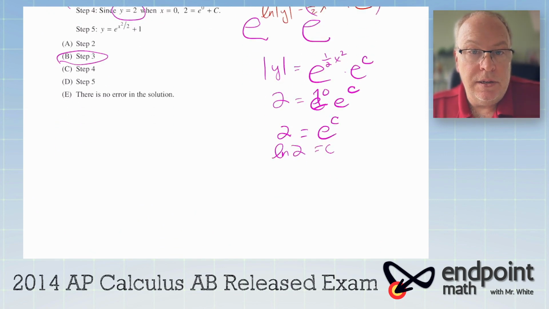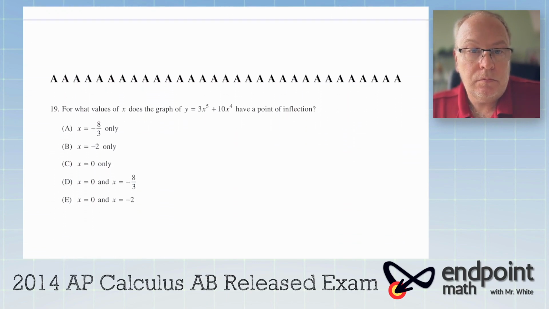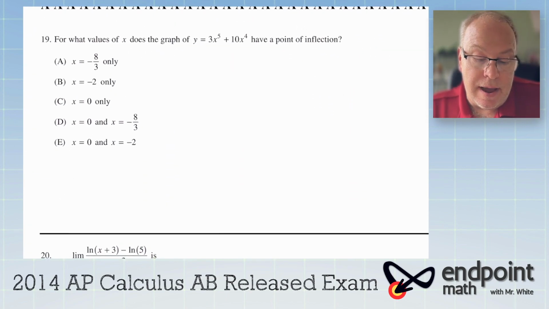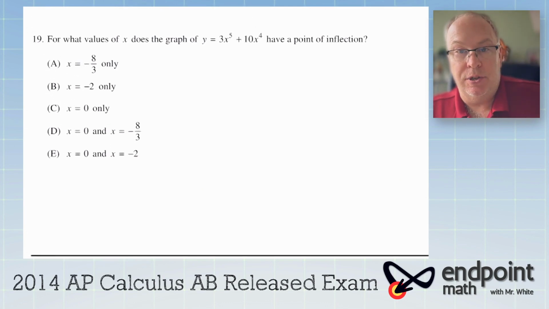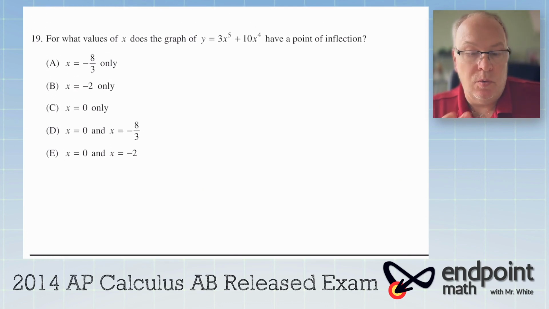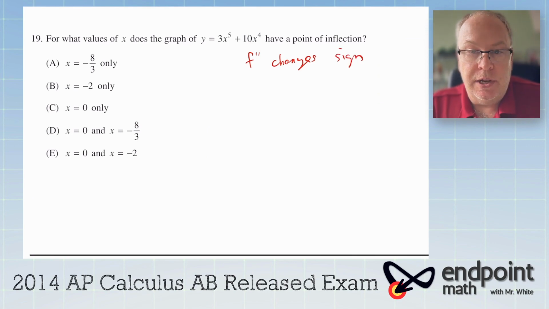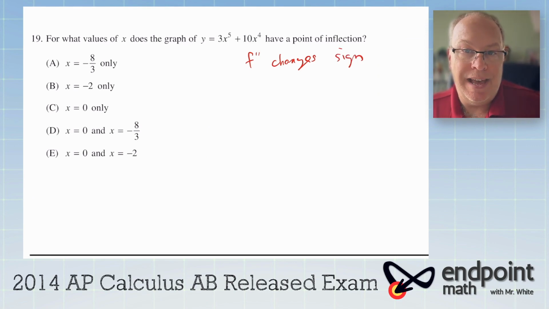All right, moving on to the next one here. For what values of x does the graph have a point of inflection? So ask yourself, what do we look for here? We look for when f double prime changes sign. If it changes from negative to positive or positive to negative, that's how we know we have a point of inflection, when the concavity changes, and the second derivative is where concavity comes from.